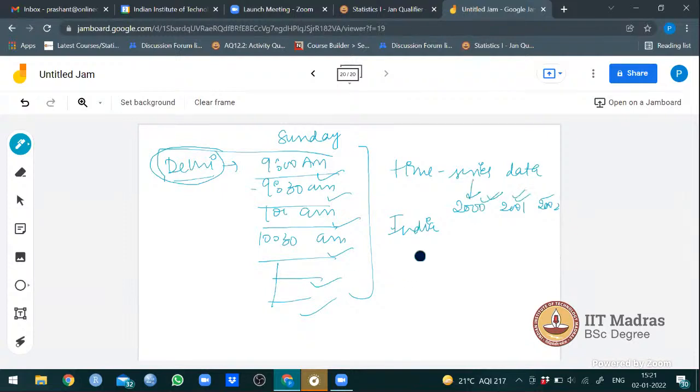And suppose in 2000 I take the revenue generated by India, the revenue generated by, suppose, Pakistan. Who is this? Please mute yourself.